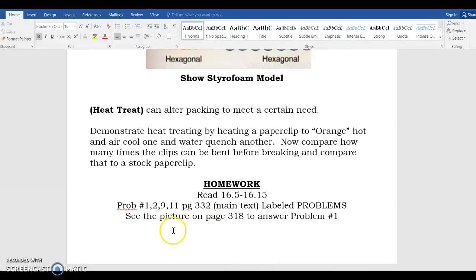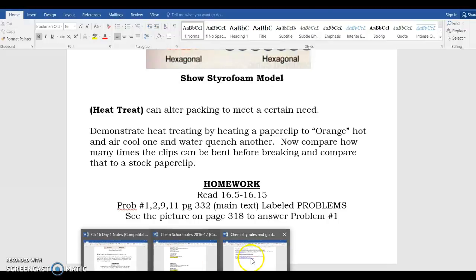Here's your homework down here at the bottom. See the picture on page 318 for problem number 1. I don't want to skip over this stuff. This is all really important. This is your homework. However, there is something I want to show you.